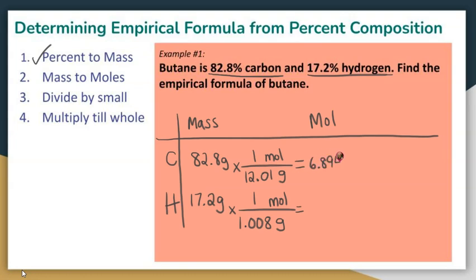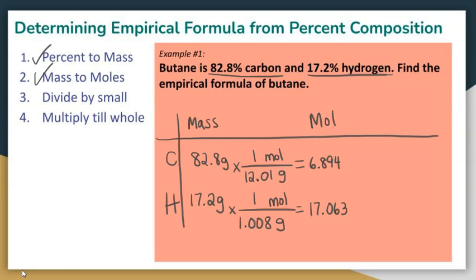6.894 moles of carbon, and I get 17.063 moles of hydrogen. So we've done our mass to mole step. The next step is divide by small. And what this means is we're going to pick the smaller number of moles that we've gotten, and we're going to divide both of the number of moles by that same number to get a quantity known as the mole ratio. I'm going to do this step in a different color.